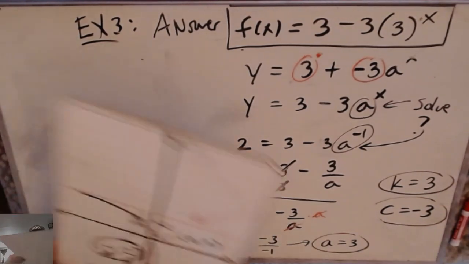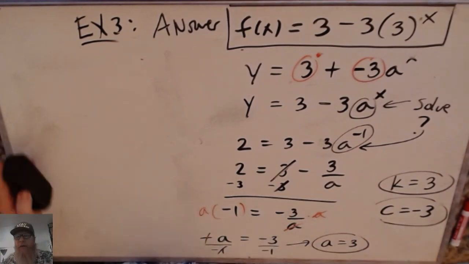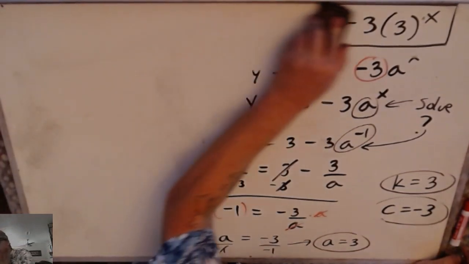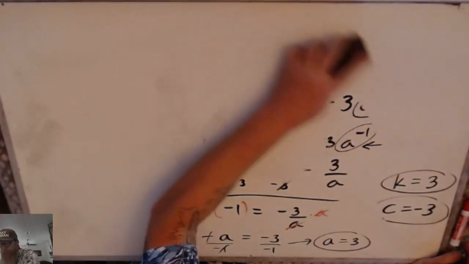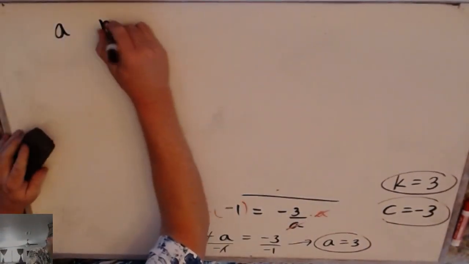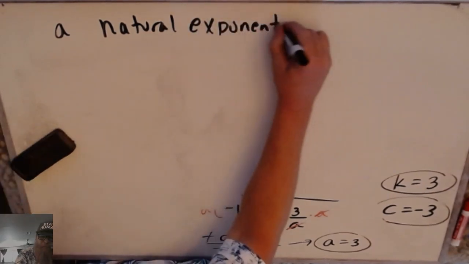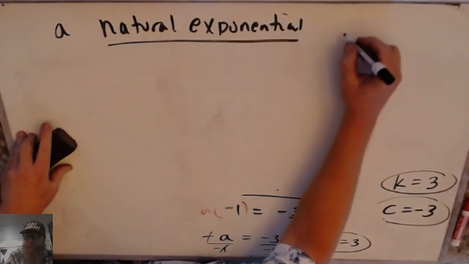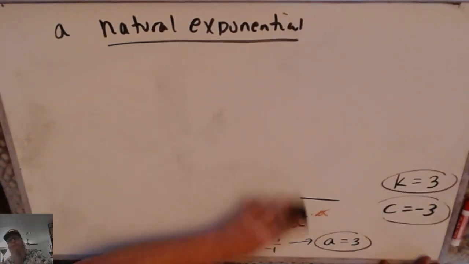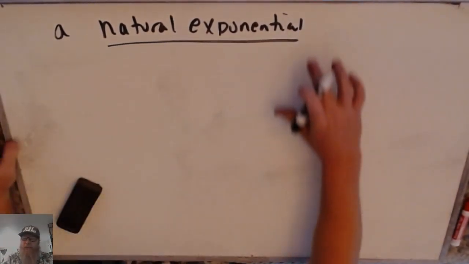Okay, I'm going to put away the graphing board for a minute. We're just going to talk a little abstractly about mathematical relationships. A natural exponential function. We're going to talk a little bit about a natural exponential.